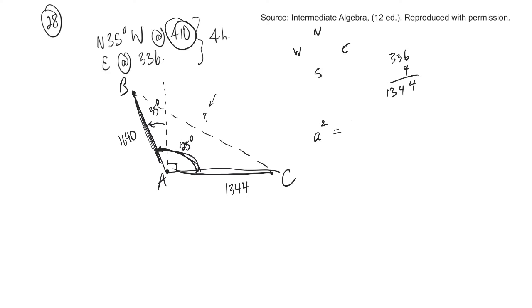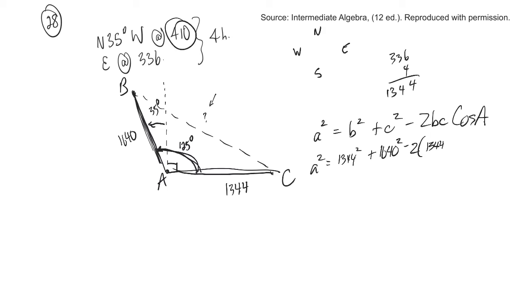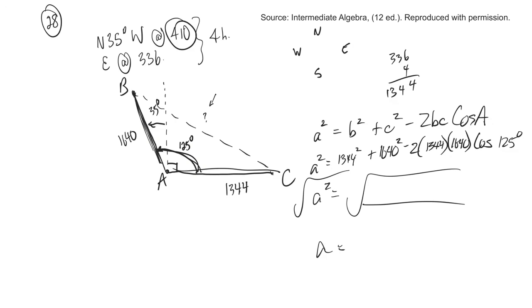So A squared is equal to B squared plus C squared minus 2BC cos of A. So B is 1344 squared, C is 1640 squared, minus 2 times B times C times the cosine of that angle, 125 degrees. Okay, so come up with a number for that and then square root it, and you'll have the answer.